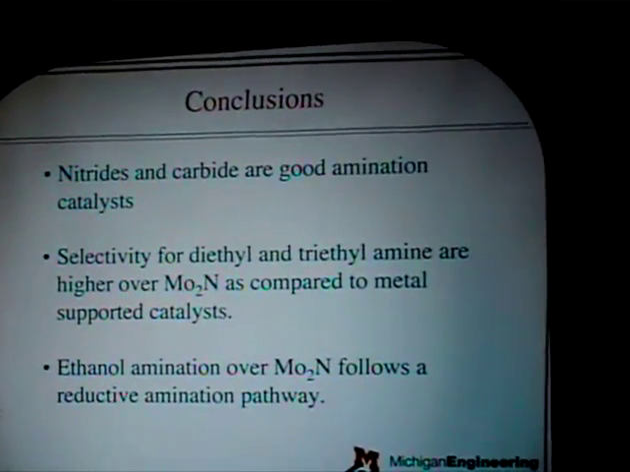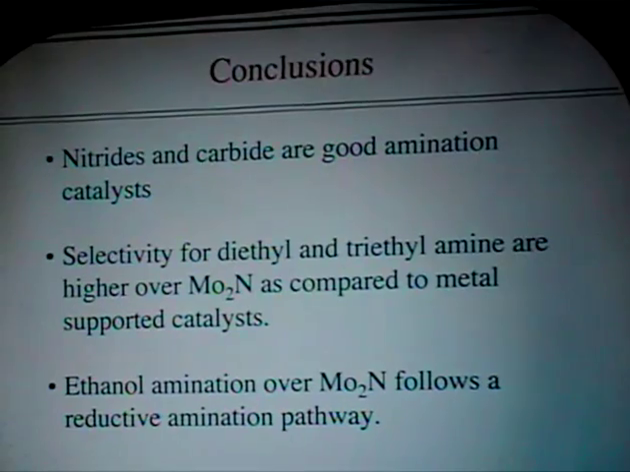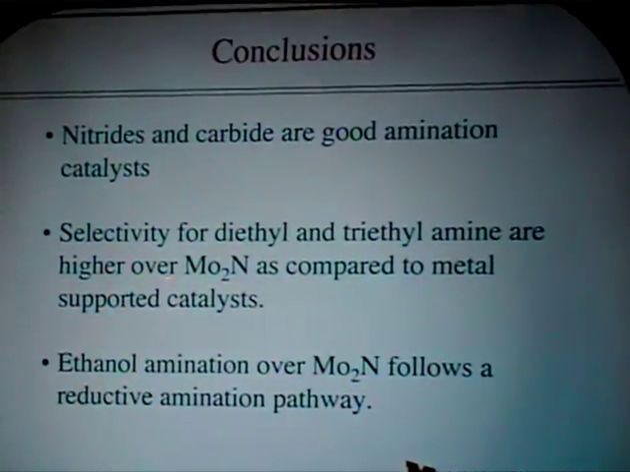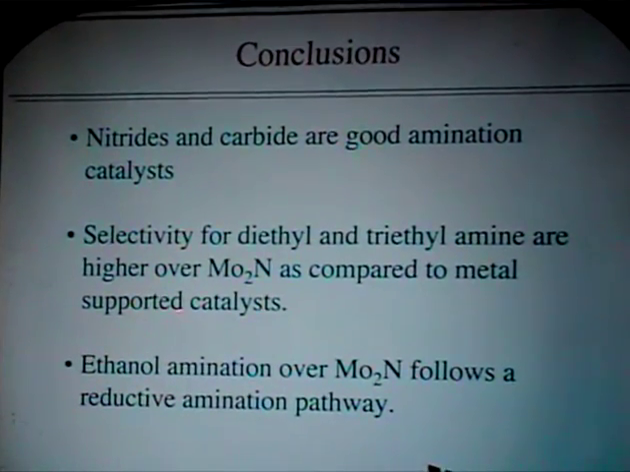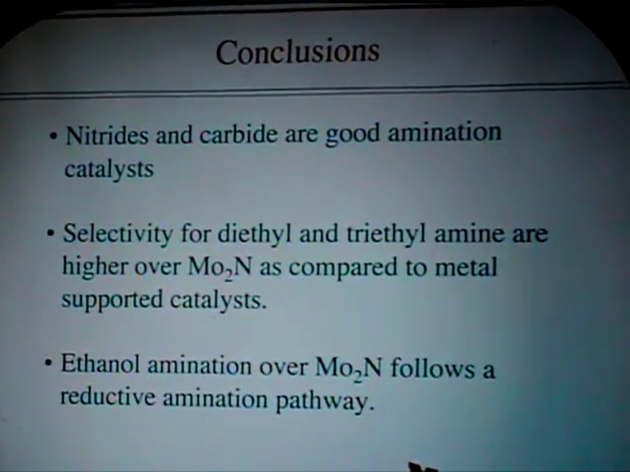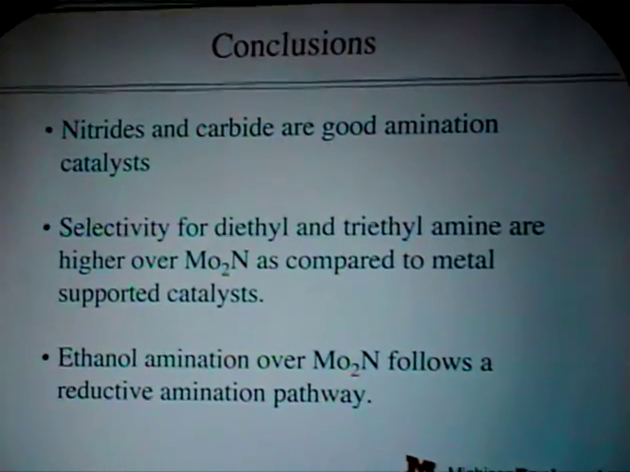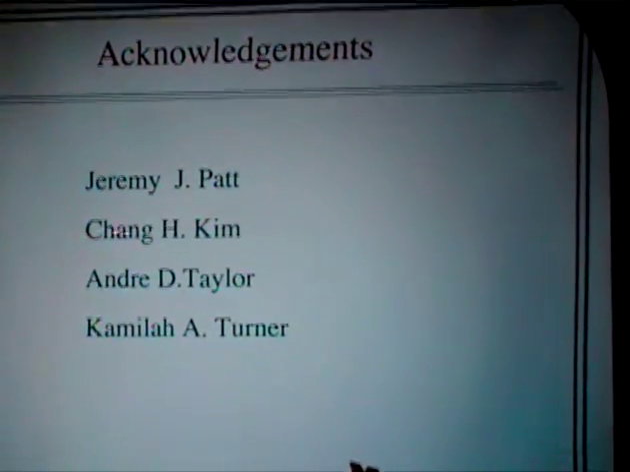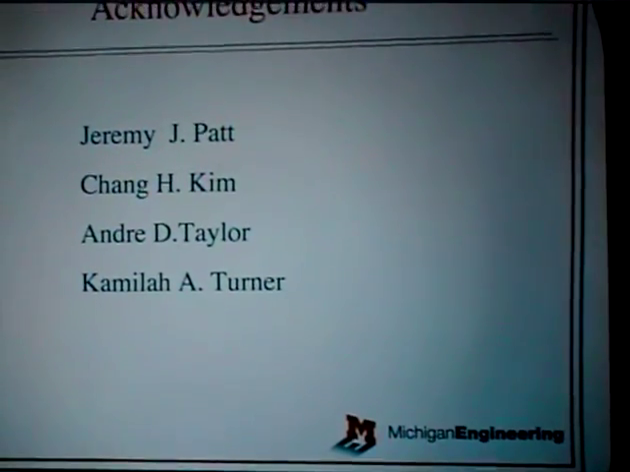So now coming to the conclusion, we can say we have demonstrated that nitrides and carbides are good amination catalysts, which can be compared with the benchmark commercial catalyst. Selectivity for diethyl and triethylamine are higher over molybdenum as compared to metal supported catalyst, and the mechanism which it follows over molybdenum is perhaps a reductive amination pathway. And coming to the acknowledgement, I would like to acknowledge our graduate students, Jamie Pat, Chang Kim, Andy Taylor, and Camilla Turner. Thank you for your presence.